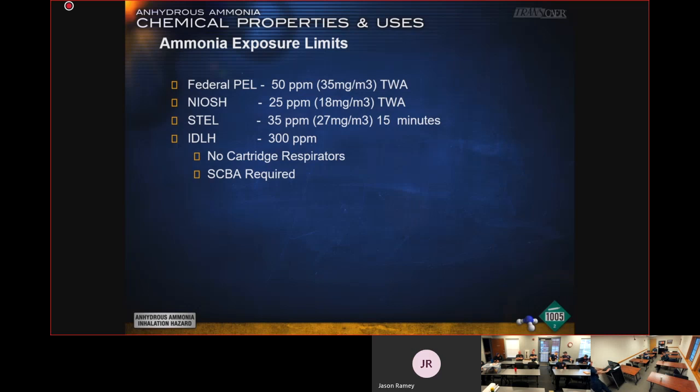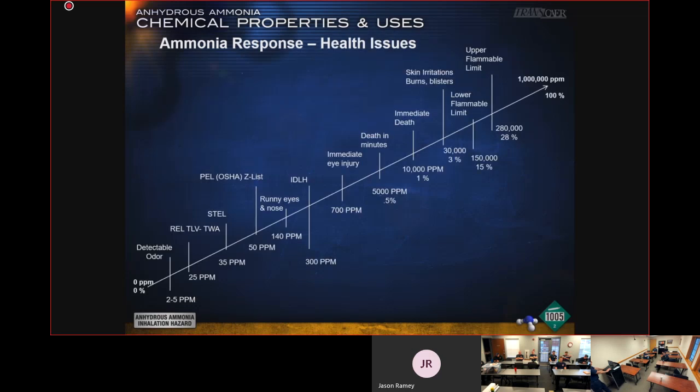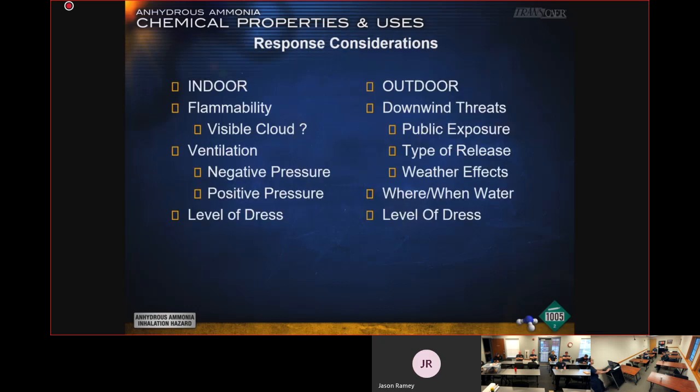You just deal with the patient and the symptoms. No cartridge respirators. This will actually freeze up and plug up cartridge respirators. You need a closed SCBA system, okay? And there are your health issues, and it'll cause you bad problems, right? It'll burn you. So indoors, again, flammability and visible cloud.